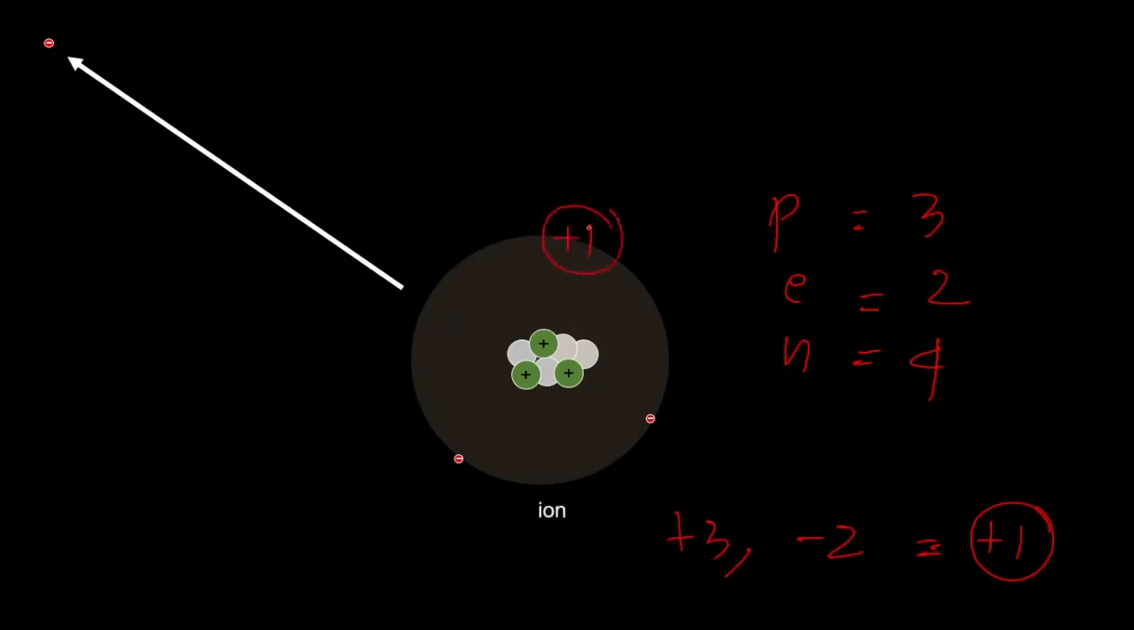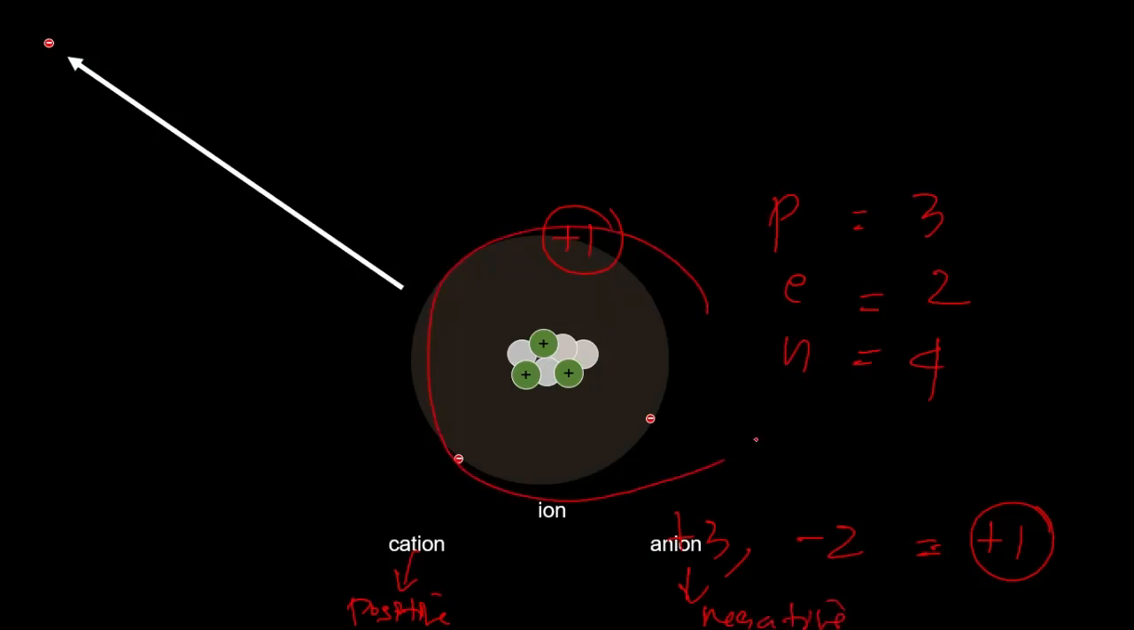We call this one an ion. So an ion is yung charged na particle. So there are two types of ions. This can be cation or anion. Cation is the term for positive ion, and anion is the term for negative ion. In this case, this is positive, so we call this one a cation because it's a positive ion.